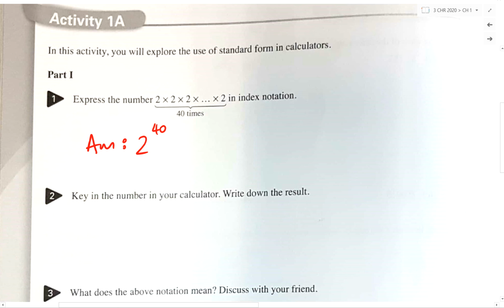Now, do you think 2 power 40 has an exact value? That means if I write it down, I can write the number down without rounding off. Does it have an exact value? Let's think about it.